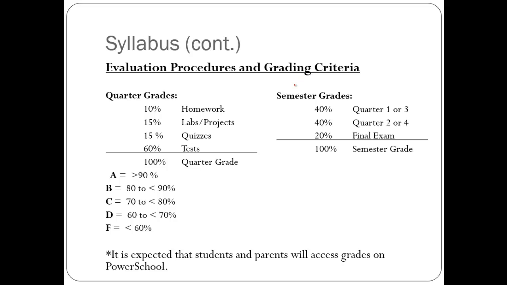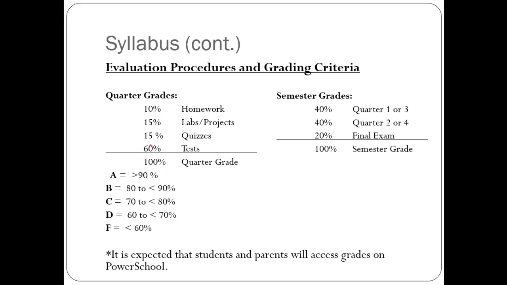Evaluation procedures, or grading procedures. So basically 10% of your homework in my class will go toward your quarter grade. Labs and projects will be 15% of your quarter grade. Quizzes will be 15% of your quarter grade, and tests are worth 60% of your quarter grade. So very heavily weighed on the tests here.